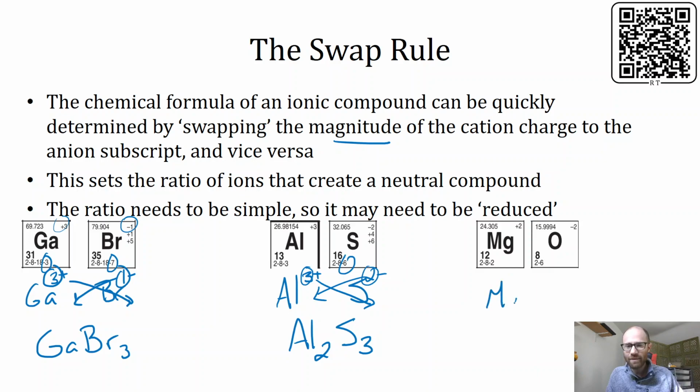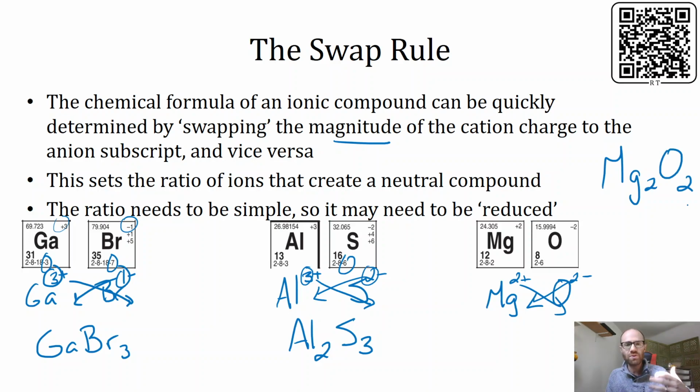And then for magnesium oxide, magnesium's a group 2 element. Group 2s have a plus 2 charge. Oxygen's group 16, like sulfur, will end up with a 2 minus charge. When we swap these magnitudes, what we get, I'm going to write it over here, is Mg2O2.